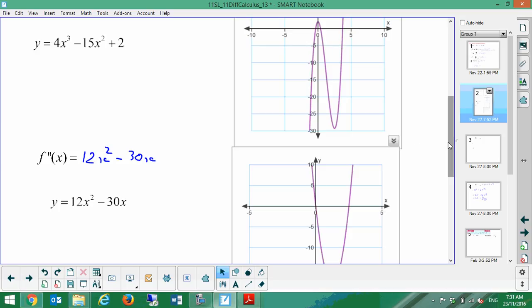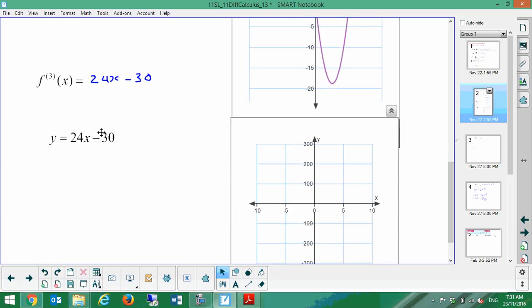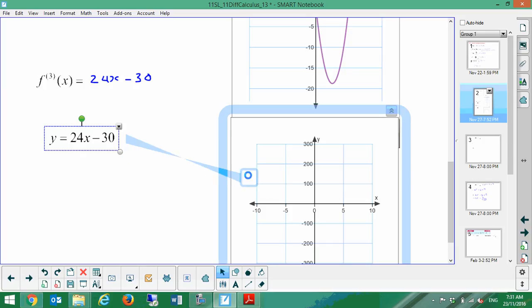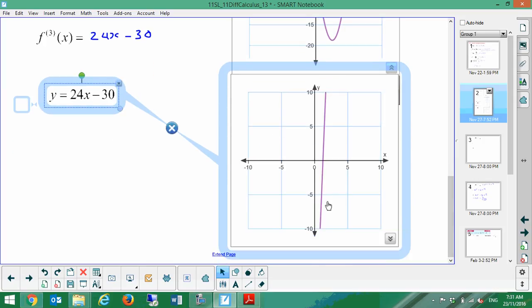So you can then predict if we get to our third derivative, if we've gone down to a quadratic, this time, of course, we're going to come down to a linear. So we've got 24x minus 30. And we can graph that up onto the next one. And then once we've done that, our fourth derivative would just be a straight line.